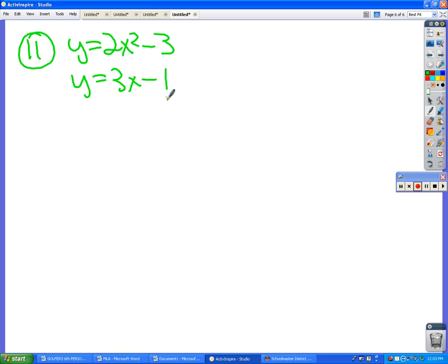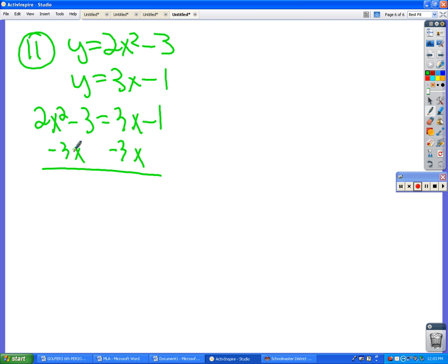Okay, number 11. These are the things that we've been working on most recently, so hopefully it won't be too confusing for you. What do I do with these problems to start? Set them equal to each other. So 2x squared minus 3 equals 3x minus 1. Get everything on the left. So how do I do that? Add -3. Minus 3x.